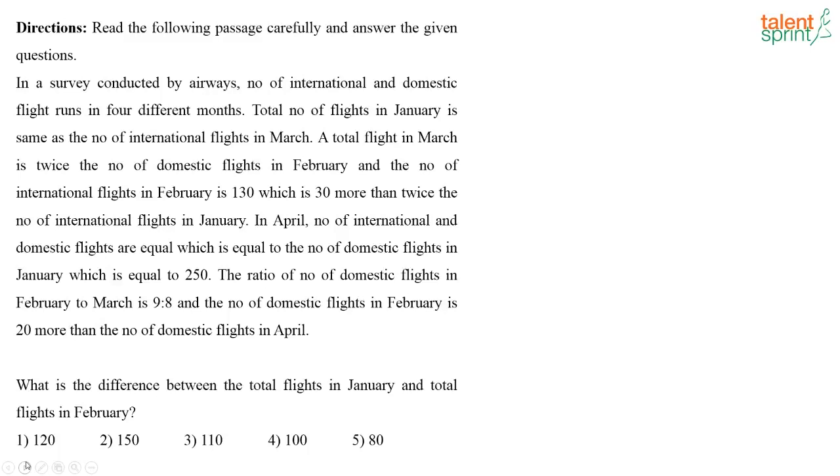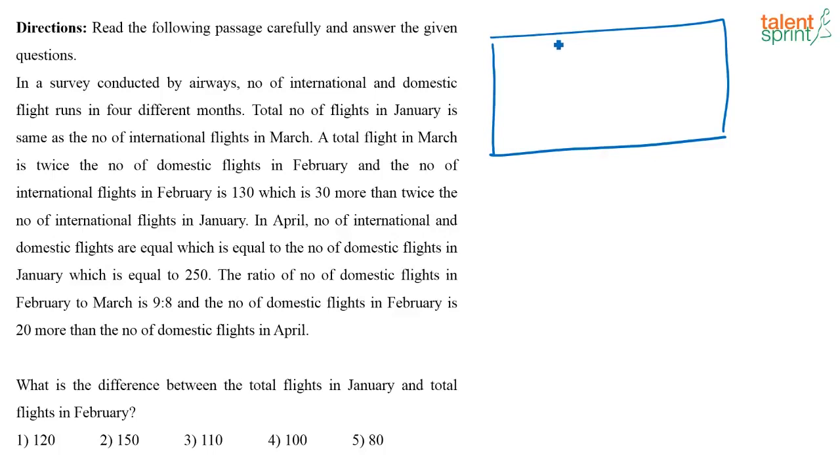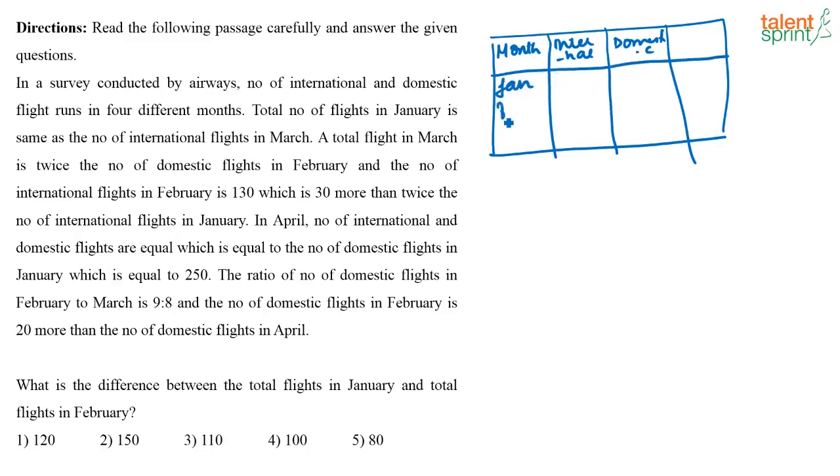So what is given here? In a survey conducted by Airways, number of international and domestic flights run in 4 different months. Okay, so you have the months which are given, the total number of flights in January, March, February and April, right? So 4 months are given, and the details about the domestic and the international flights in these months are given, right? So I have month, then international, domestic. Okay, now let us see, which are the months given? January, February, March and April.